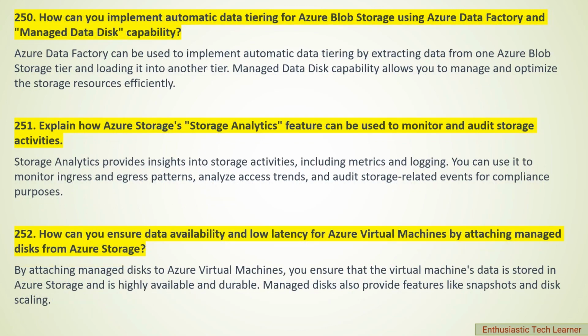How can you implement automatic data tiering for Azure Blob Storage using Azure Data Factory and Manage Data Disk capability? Azure Data Factory can be used to implement automatic data tiering by extracting data from one Azure Blob Storage tier and loading it into another tier. Manage Data Disk capability allows you to manage and optimize the storage resources efficiently.